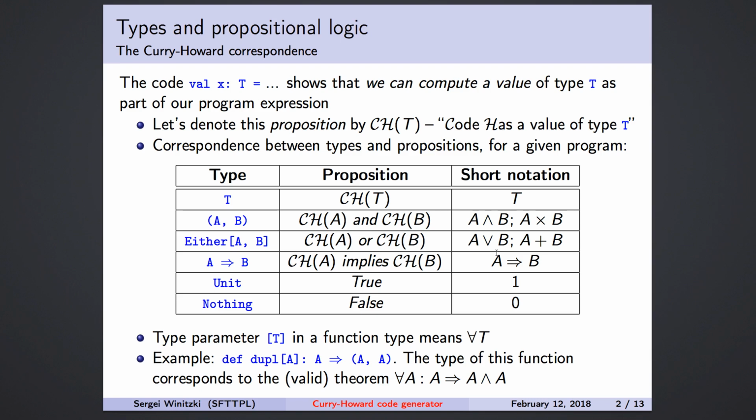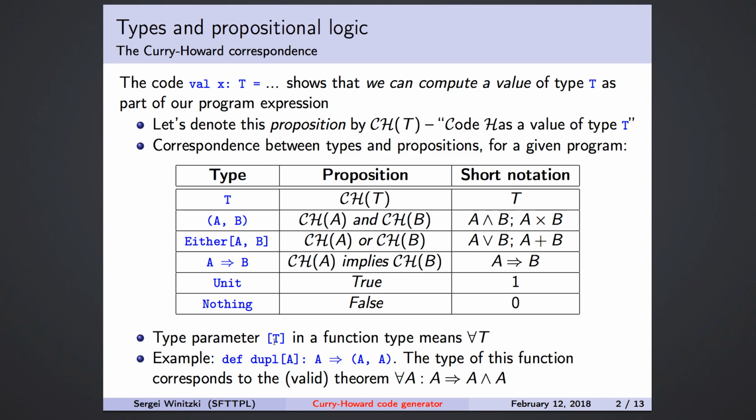So conjunction is usually denoted like this. Now, I also use this symbol, which is a product. Disjunction is denoted like this. I also use the symbol plus. And I prefer to use the plus and product when I talk about types, and the conjunction and disjunction when I talk about logical formulas. Implication is like this. True is 1, false is 0. So this would be the short notation for the types.